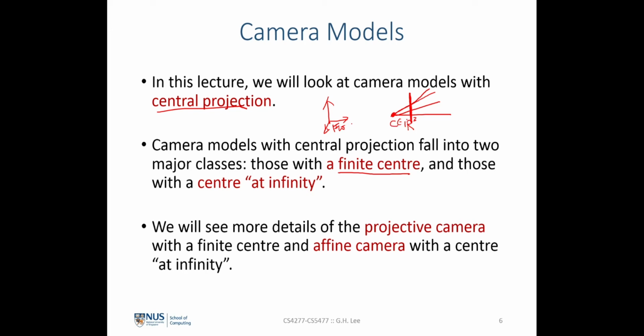The second class of the camera models with a central projection would be those with a center at infinity. If I denote this particular camera center, it will lie on the plane at infinity. We'll find out more detail about these two classes of camera models, those with finite center and those with center at infinity. In particular, we'll look at two camera models. The first type, which we call the projective camera, is a representative camera model with finite center. And the second type that we will see would be the affine camera, where the center of the projection lies at the plane at infinity.